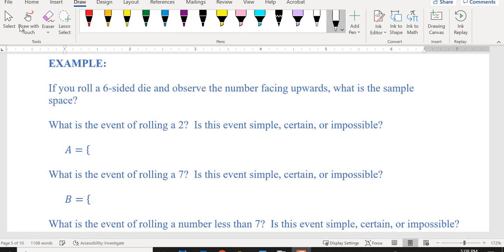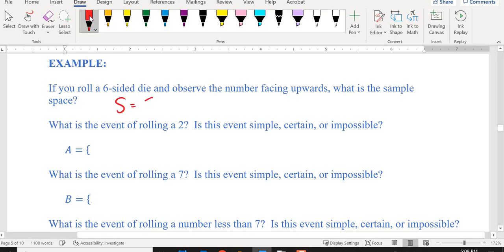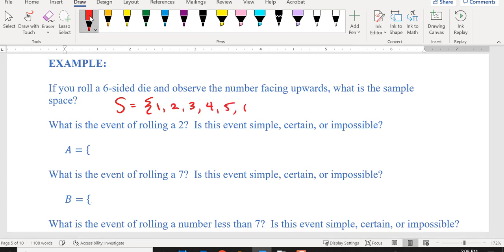Okay, an example. If you roll a six-sided die and observe the number facing upwards, what's the sample space? Our sample space would be 1, 2, 3, 4, 5, 6. Okay, so I'm asking, what is the event of rolling a 2? That event would be {2}. Is this a simple, certain, or impossible event? How many things are in that event? There's just one outcome. So this is a simple event.